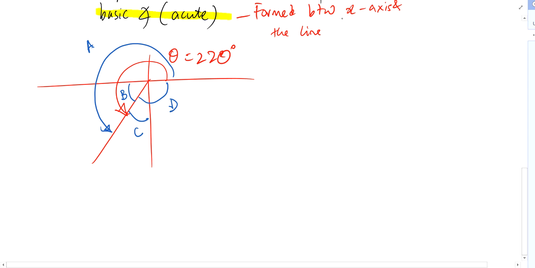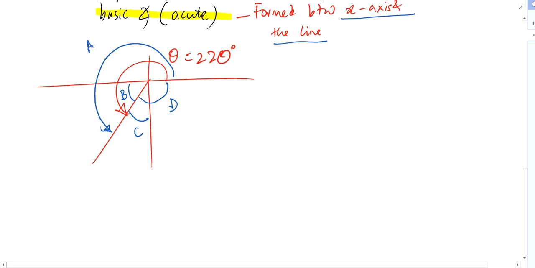An acute angle is formed between the x-axis and the line. Which one is it? Who thinks it's A? Okay, it can't be A. Who thinks it's B? Who thinks it is C? Who thinks it is D?